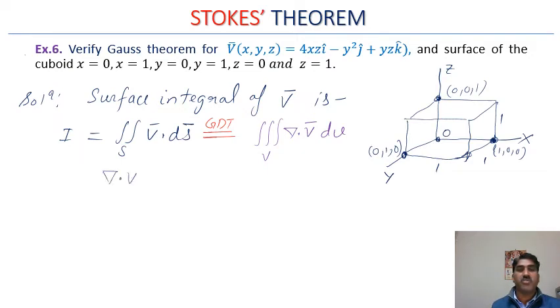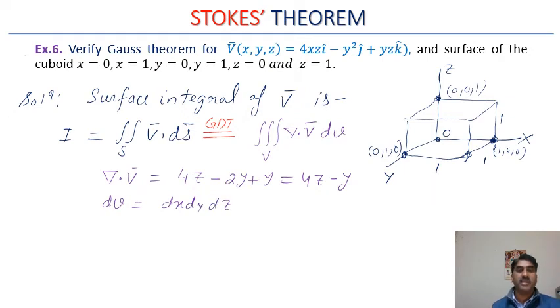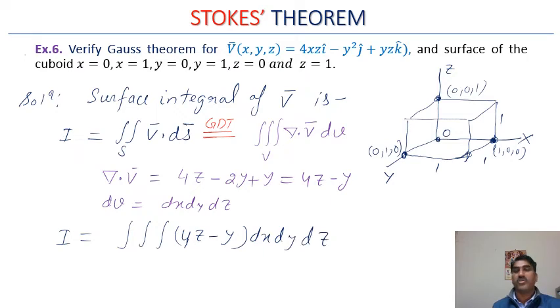So divergence of V is very easy. You can find this is 4 times z minus 2y plus y, which means 4z minus y. This is the divergence, and dv we have discussed several times: dx, dy, dz. So in terms of these things, the integral I becomes the volume integral of 4z minus y dx dy dz, and because this is a cuboid, all the limits are 0 to 1, 0 to 1, 0 to 1.